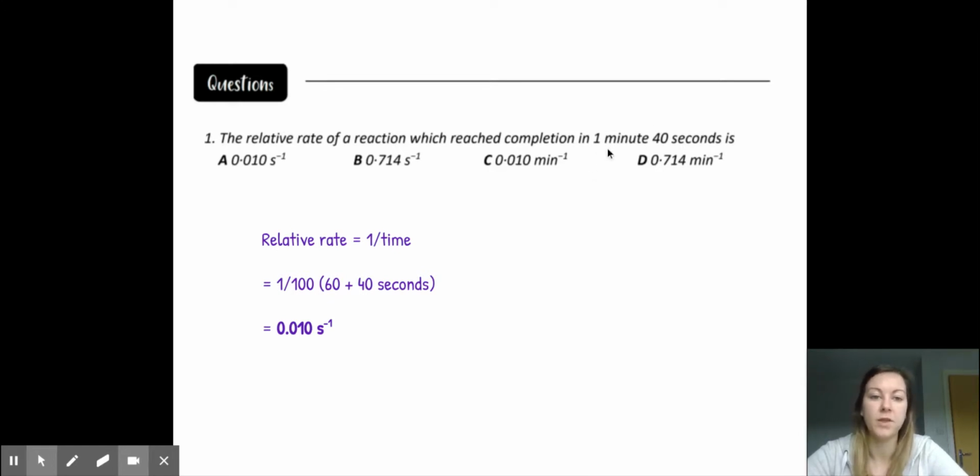The problem with keeping this in minutes is that a lot of people will type 1.4 into their calculator, but remember, it's not 1.4. A minute is made up of 60 seconds, so that would be 1.67, which is very confusing. So if I were you, I would always keep it in seconds just to make it that wee bit easier.